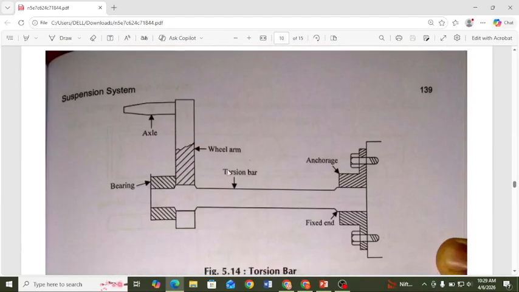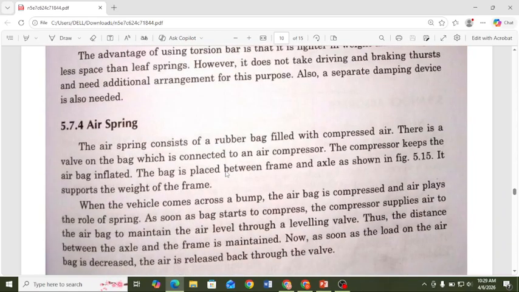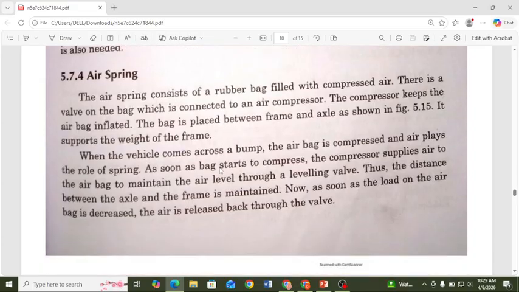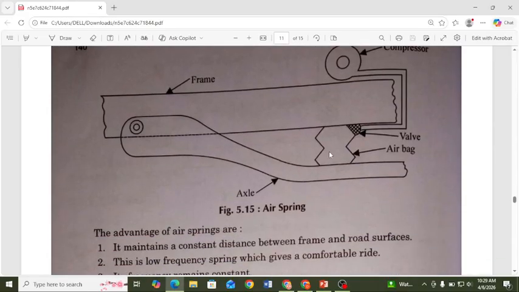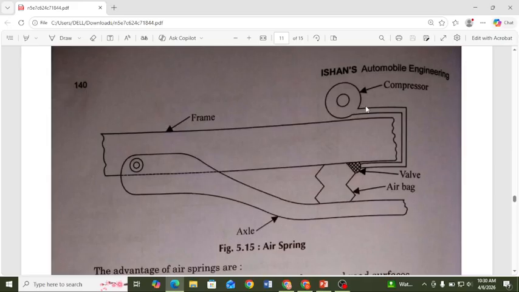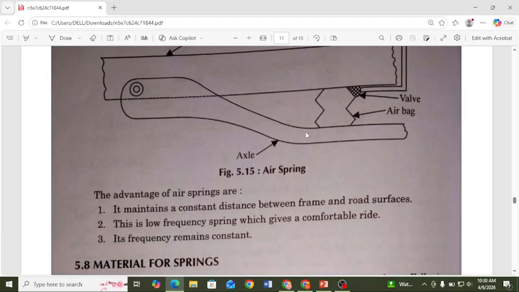Then next is the torsion bar. The torsion bar is used in heavy vehicles like tractors and trolleys as the shock absorber. The maximum tonnage is 15 to 20 tons for moving heavy vehicles. Then the air spring. It has an air bag, valves, frames, and a compressor. The compressor generates air, and this compressed air is transferred to the suspension to absorb the shocks.